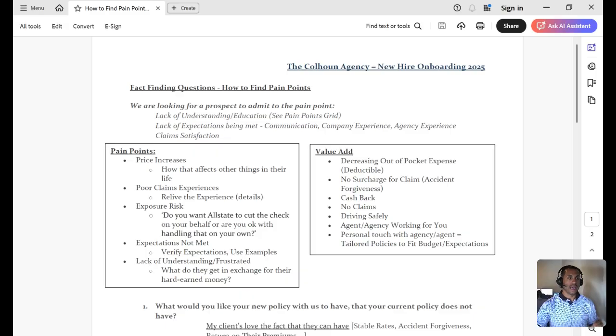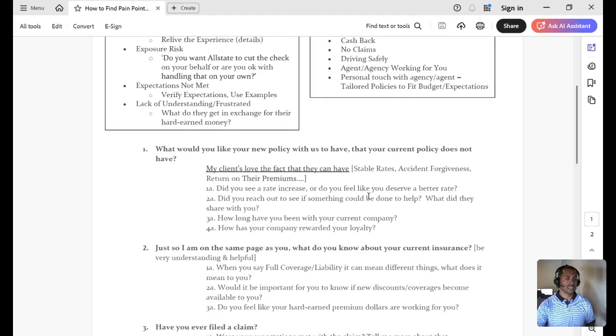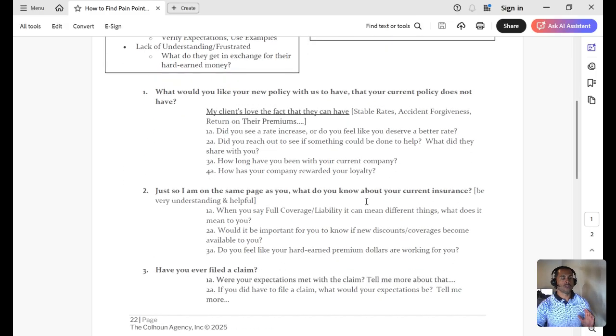So, as it relates to some of the additional information here, we have core questions that allow us to really uncover, and they seem like very normal questions. The first one that we have here: what would you like your new policy with us to have that your current policy doesn't? And sometimes clients will come back and just say price, right? So when they say price, help them with other options.